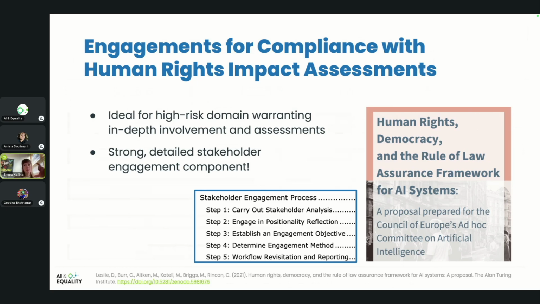A really big part of this is about the stakeholder engagement process. And there they have a really in-depth mapping exercise that we talked about, then a positionality reflection, which basically means that you think about who you are, which perspective you have on the problem, and how you can get a more diverse perspective. Then how you can decide on your engagement objectives, so why are you engaging, and then how to do this. And then also to go back to this workflow and ask the people that you're involving what they think about your plan of involvement.